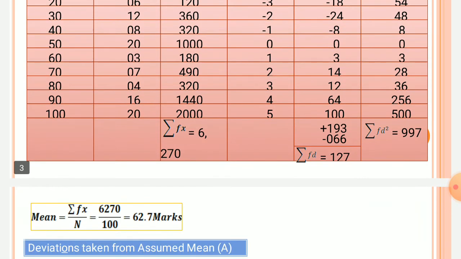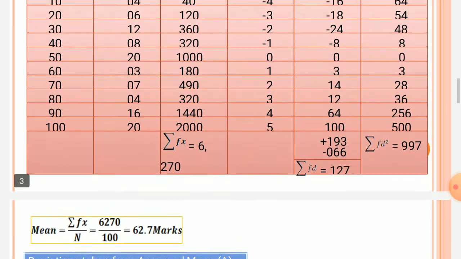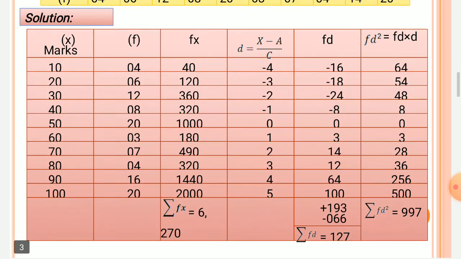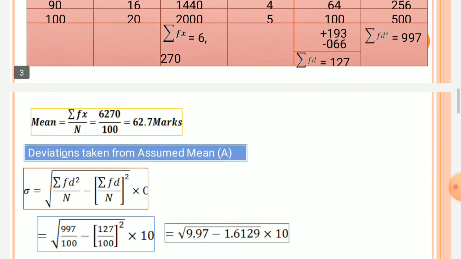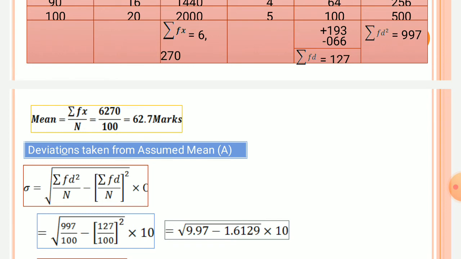Then substituting the values into the formula, mean, the arithmetic mean, equals sigma fx by n, because this is a discrete series, so both x and f are given. 6270 divided by 100 is equal to 62.7 marks. This is the value of the arithmetic mean. And then deviations taken from assumed mean.